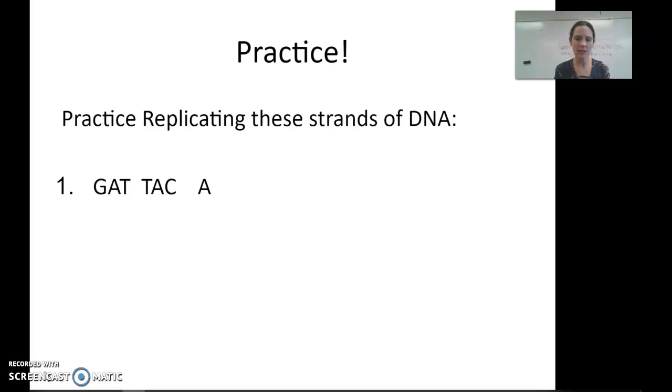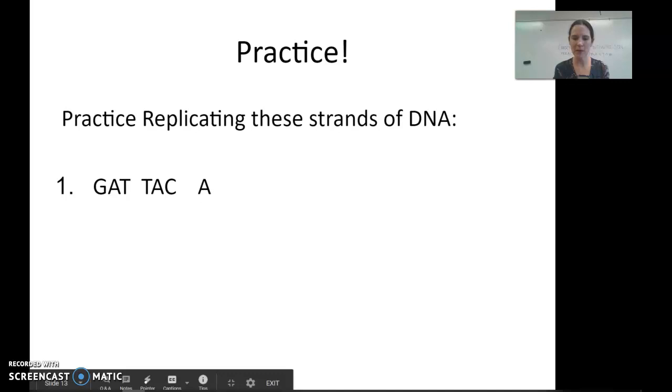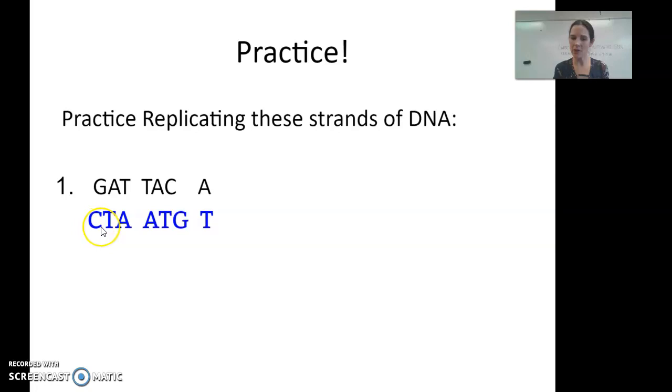1, G A T, T A C, A. When we partner that up with complementary base pairs, G and C want to be across from each other. So the other side of the DNA double helix is C, T, A. A goes across from this T, A across from this T, C across from this G, and so on. Hopefully you guys got that one right.